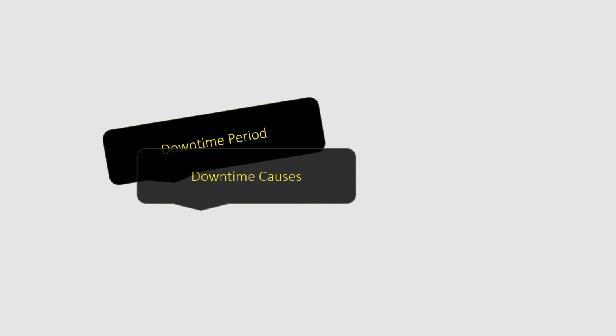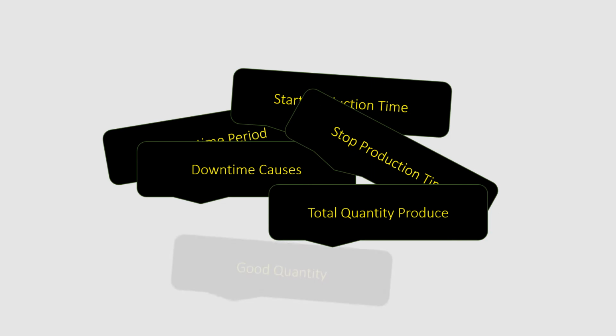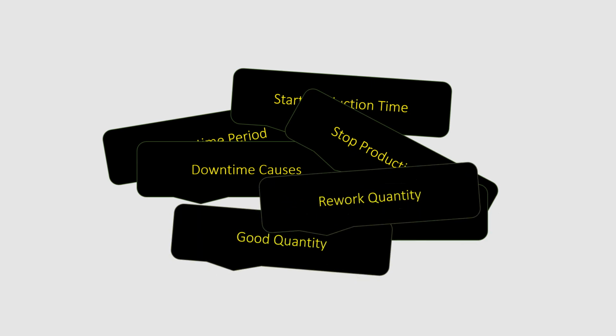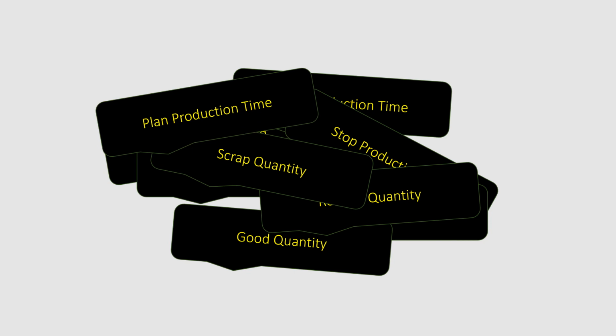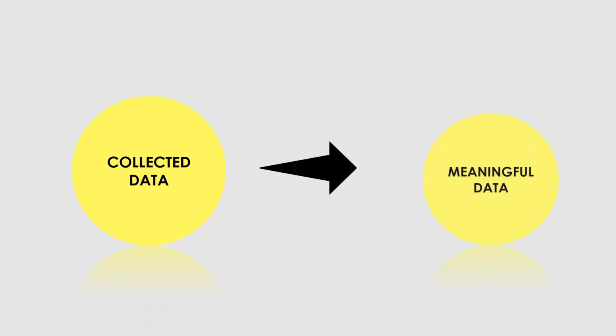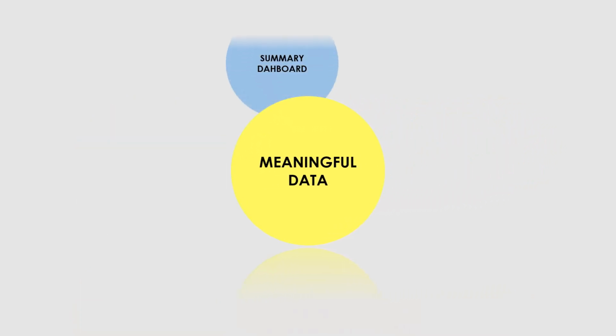Data collected such as downtime period, downtime causes, start production time, stop production time, total quantity of product, good product quantity, rework quantity, scrap quantity, planned production time, and so on. All the information gathered is known as collected data. It is then further manipulated to get the goal of why we are collecting data in the first place. Meaningful data can be used to enhance your visualization and decision making.